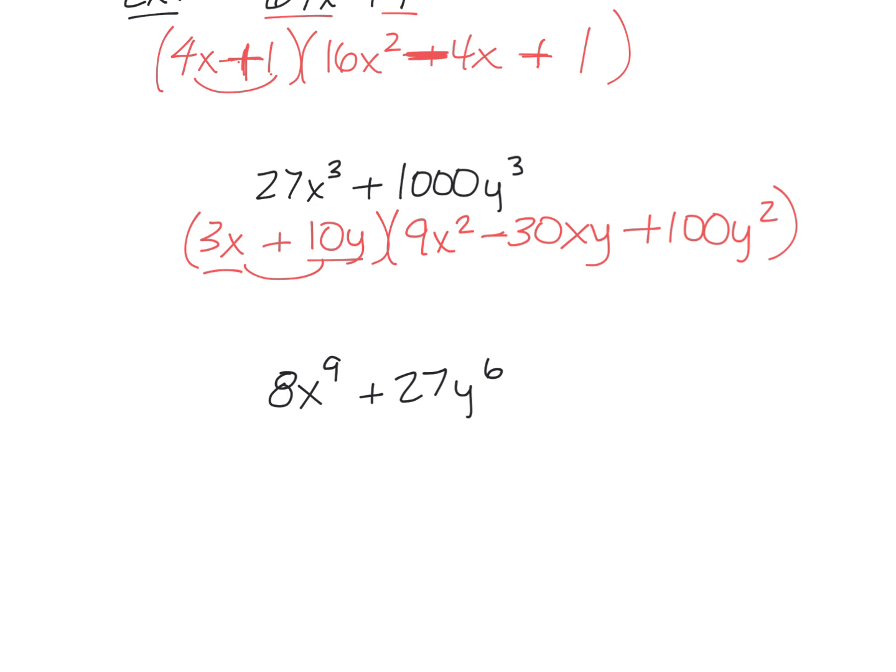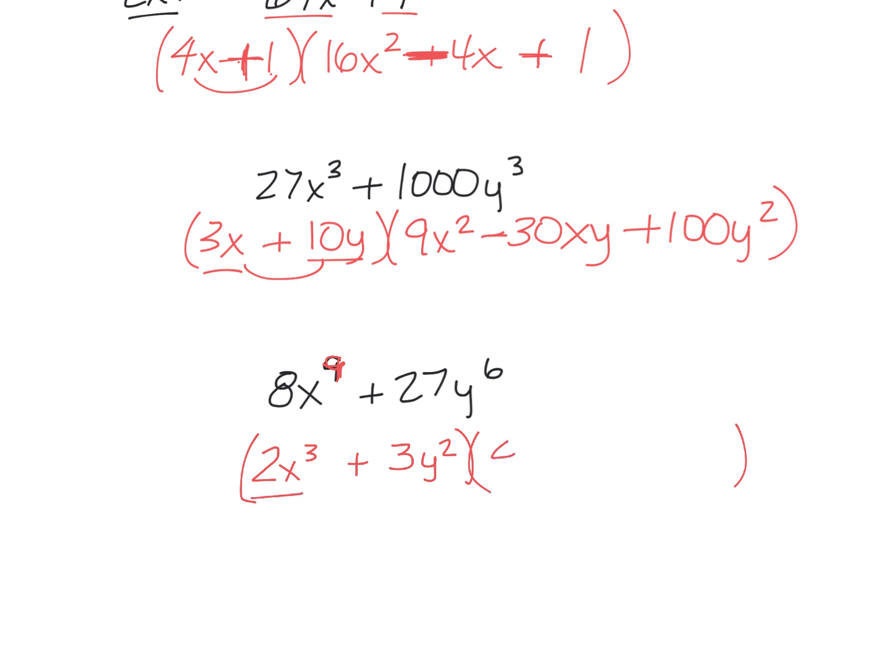This last one here, this is x to the 9th, which is a perfect cube because it's a multiple of 3. So I could think of that as 2x to the 3rd cubed. And 27y to the 6th would be 3 cubed is 27, and y squared cubed is y to the 6th. And then I would follow the same process.